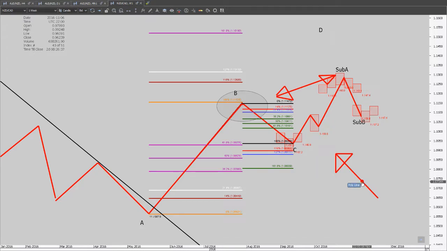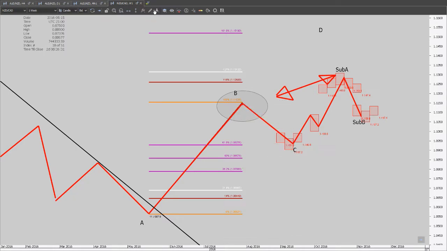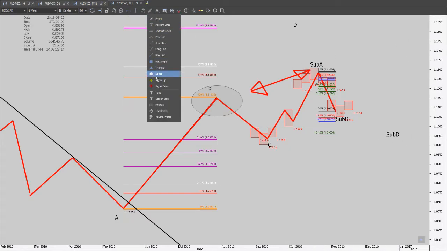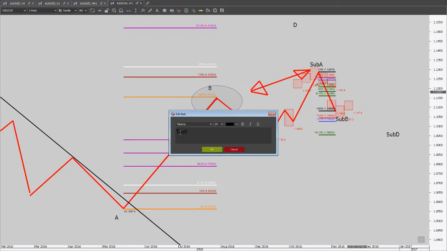Now, we are going to clean the contrarian, the first one, because the market broke it. It's not valid anymore. And we are going to draw it again here. So we have a new sub A, sub B, right? Sub C and sub D. So let me write this down. Sub C.